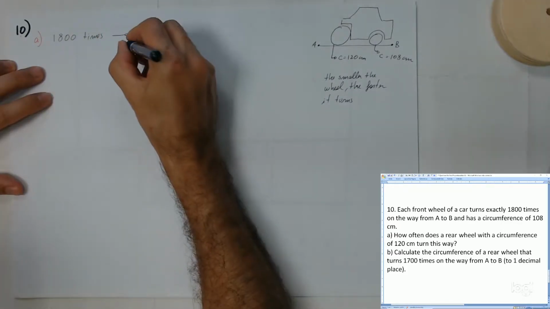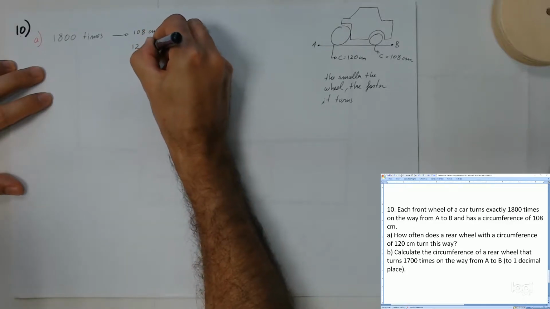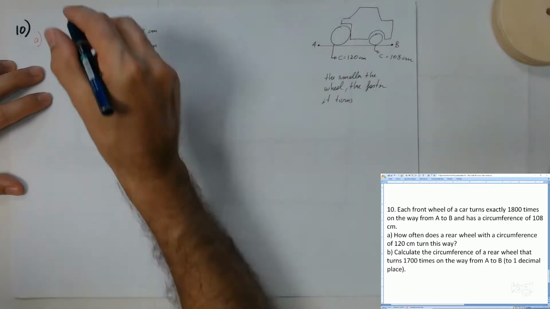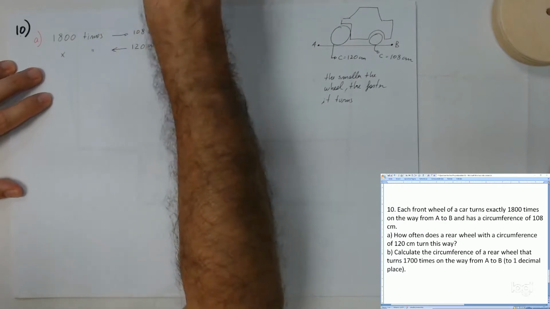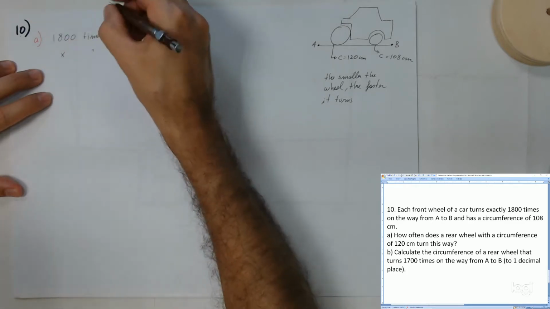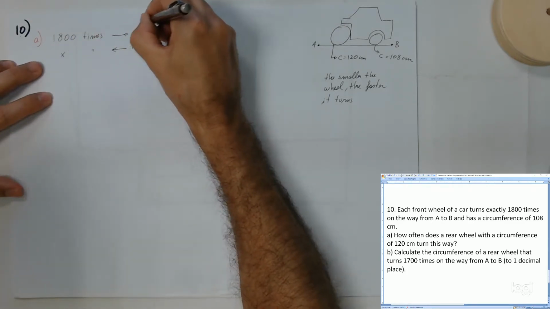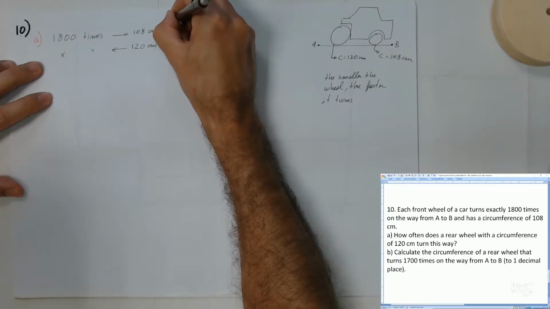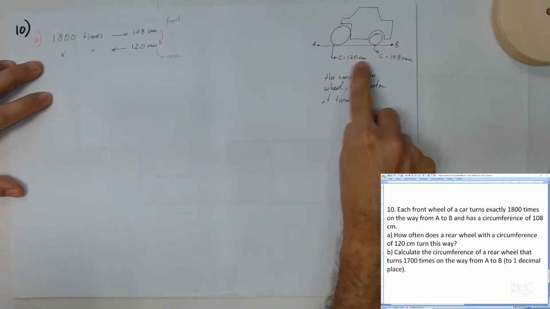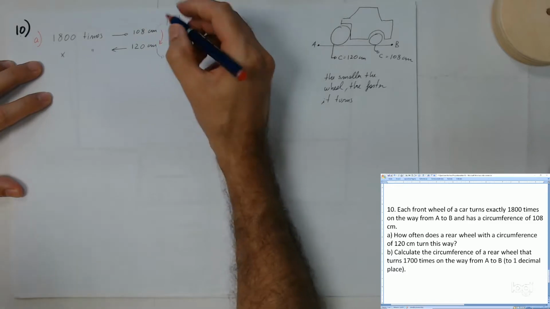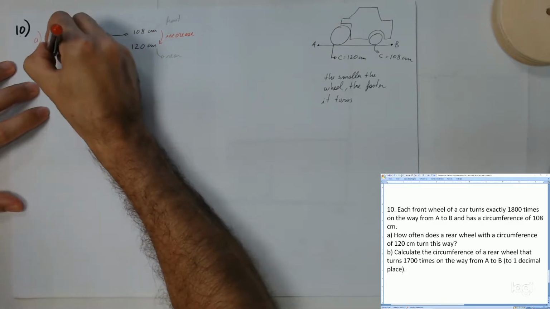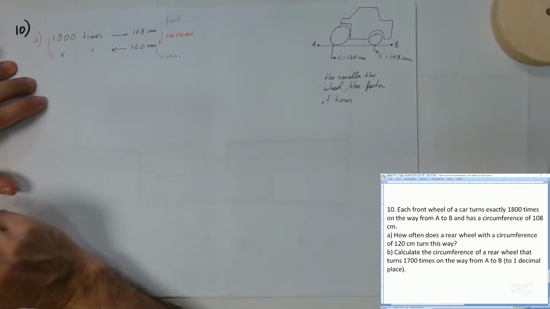1,800 times. Now, what is going to happen if we just look at the rear wheel? Let me put, this is the front wheel and this is the rear wheel. They are different sizes, can you see? Now, we have an increase in here, and in here we have what? We have to know this now.